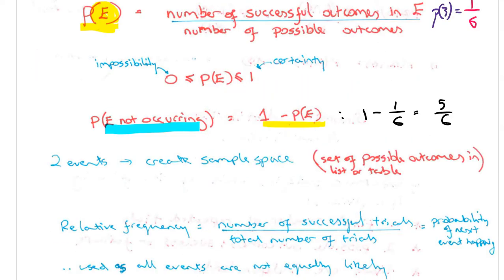So the next thing we're looking at now is relative frequency. This is to do with experimental probability. We know that not all events are equally likely, so we need an estimation based on previous results to try and characterize a form.